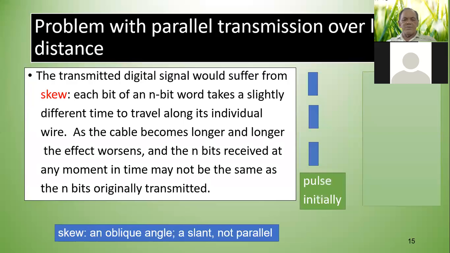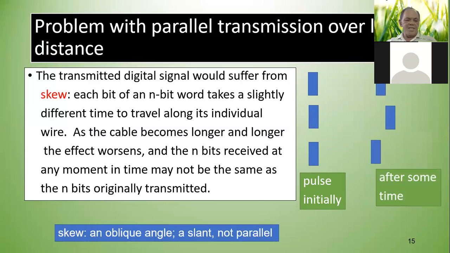For example, say we send a 1111 pulse initially. After some distance, we will see it's completely different. This is the fastest, this is the slowest. So we will probably get a 0, 1, 0, completely different from 1111. Okay, so that's the problem. How do we solve it?